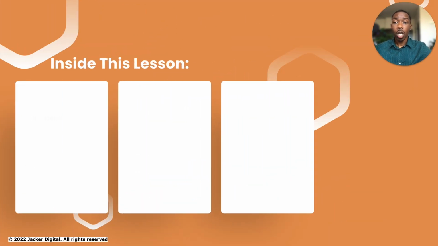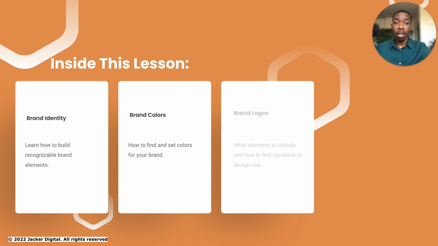As I mentioned, we're going to be kicking things off talking about brand identity as a whole and learning how to build recognizable brand elements for your business. Then we're going to be talking about colors and how you can set colors for your brands. That's where I have a live demo for you guys today. And then we'll be talking about logos and talking about what elements you should include and some ideas behind logo theory.